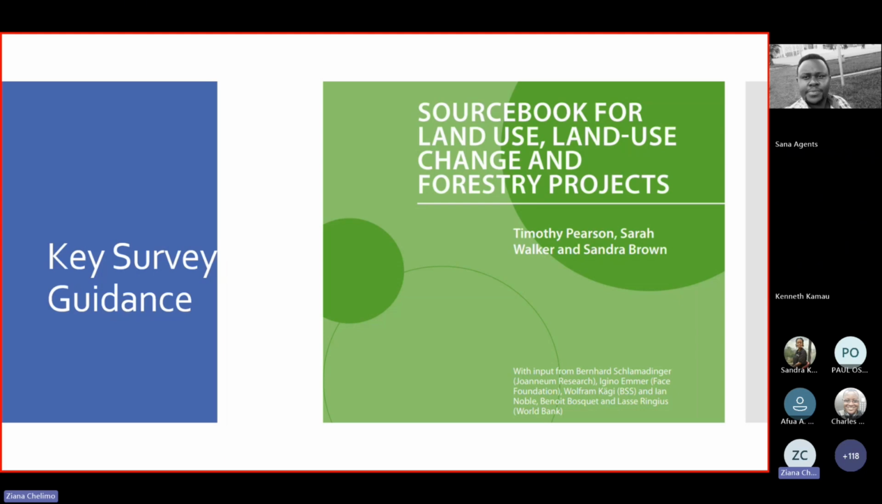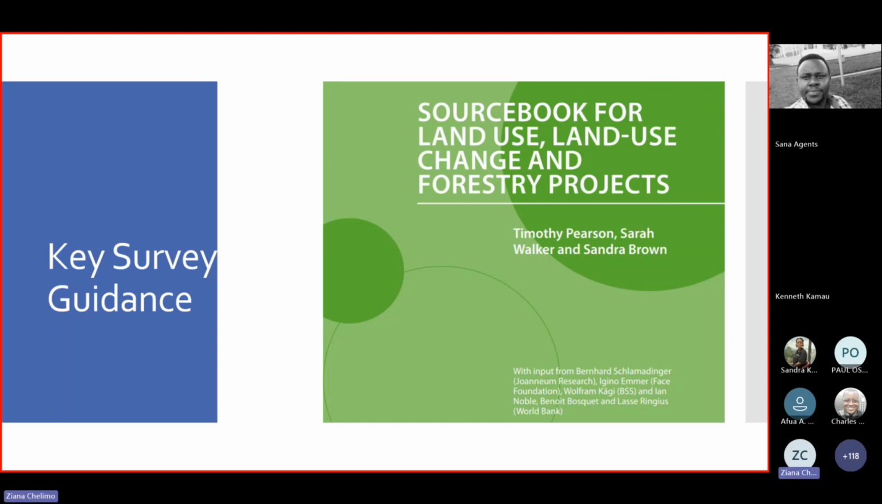And additionally, the source book covers concepts such as additionality, baseline, leakage, and permanence, and how to monitor, measure, and analyze these parameters. So we will put a link to this source book so that you can find time to go through it. You can reach out if you have any questions on it, but it can help you answer any concerns you may have regarding monitoring in our projects.